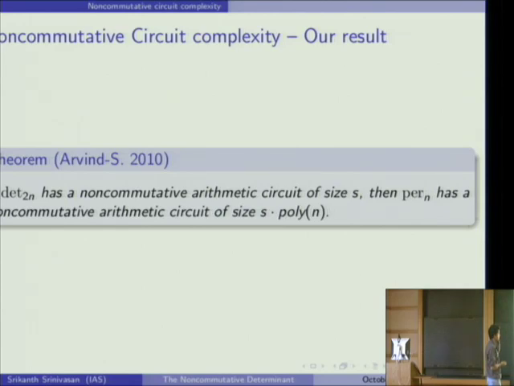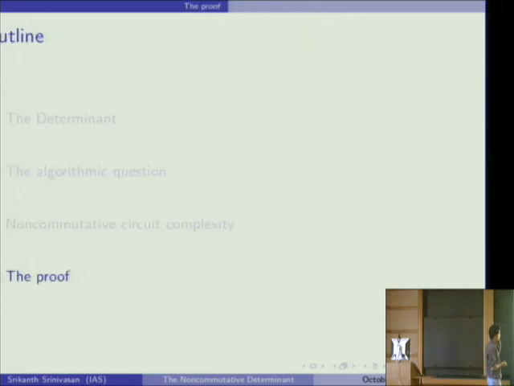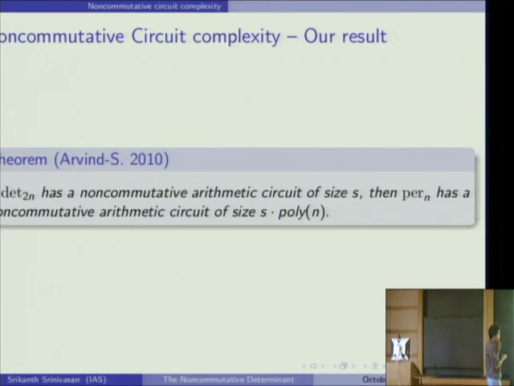What I'm now going to do is go through the proof of this. I'm going to show you how to reduce the permanent to the determinant in the non-commutative setting.